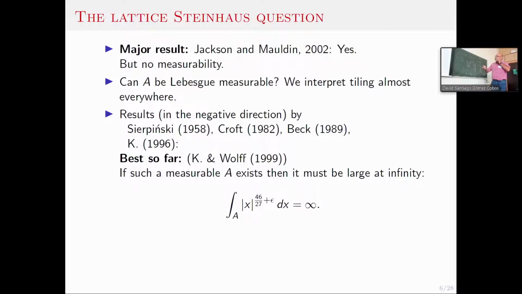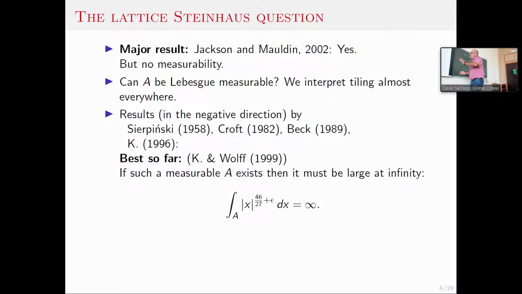Before going to my result with Tom Wolff, let me show you the best result so far. What does this say? If you have a Steinhaus set in the plane, it must be very large at infinity, certainly cannot be bounded, but not only that, the decay of its area at infinity must be very slow. This is exactly what this says. So if you integrate over A this power of x, this is going to be infinite. Okay? The smaller exponent you manage to put here, the better result you get.